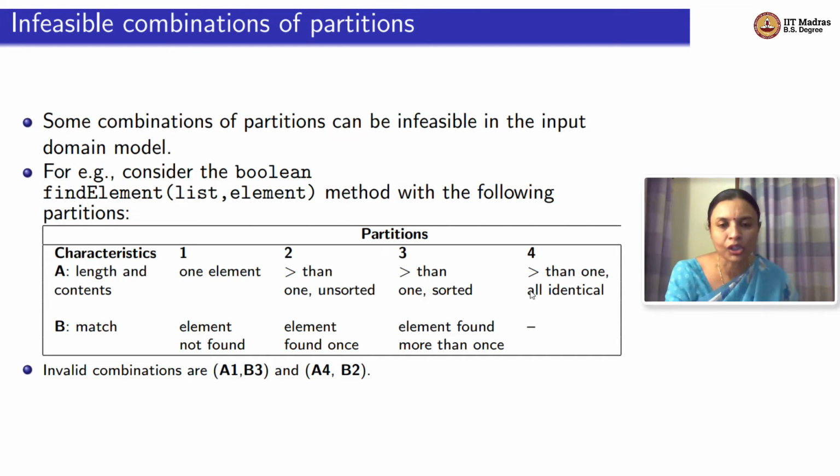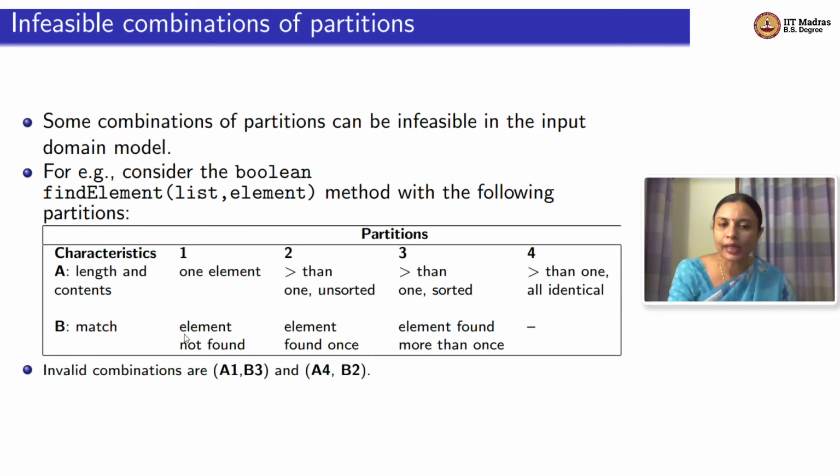This is one partition that you can think of. It's a valid partition. It's disjoint and it's complete in terms of spanning this input space. I could partition it in another kind of characteristic. Let's say match. That is, is the element found in the list? Yes or no? So I will partition it based on that.